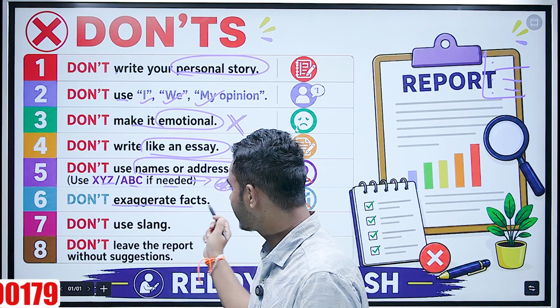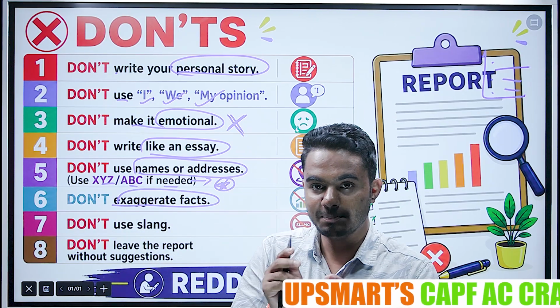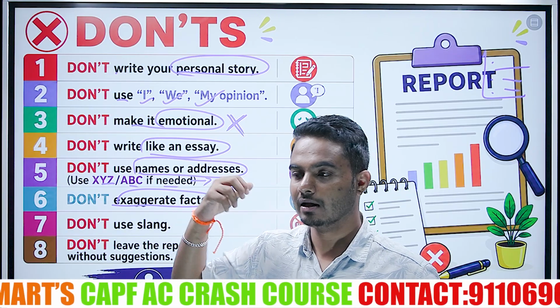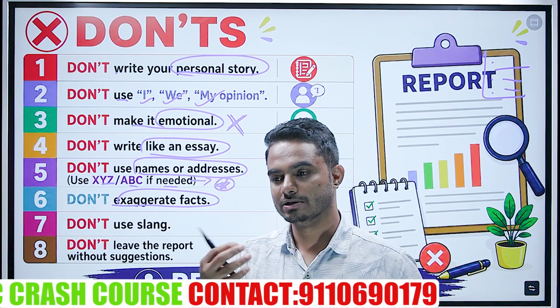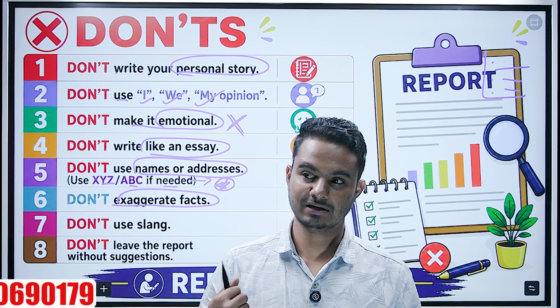Next, don't exaggerate facts. Keep it as it is. You can bluff. I told you 50% of the elderly, but you might think, sir, the majority of the elderly are alone, so I'll keep it at 90%, 95%.